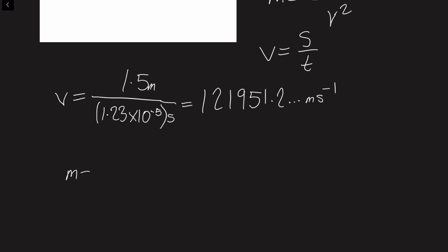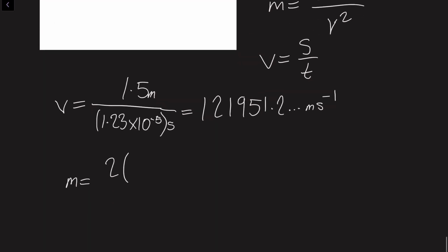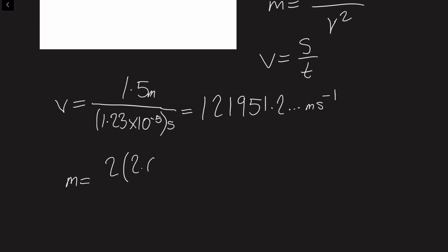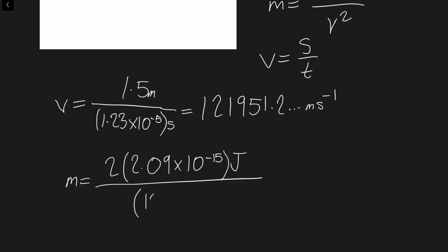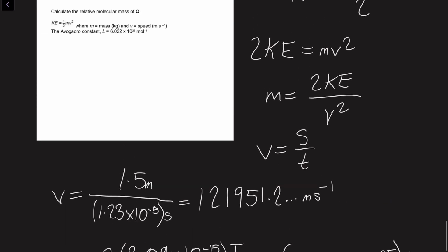So we do m equals 2 times the kinetic energy, and the kinetic energy is 2.09 times 10 to the minus 15. And divide everything by v squared. And so the answer to this is 2.81 times 10 to the minus 25 kilograms. The next step we have to do is convert this to grams. So we multiply this by 1000, and the answer to that is 2.81 times 10 to the minus 22 grams. So now we found the mass in grams.